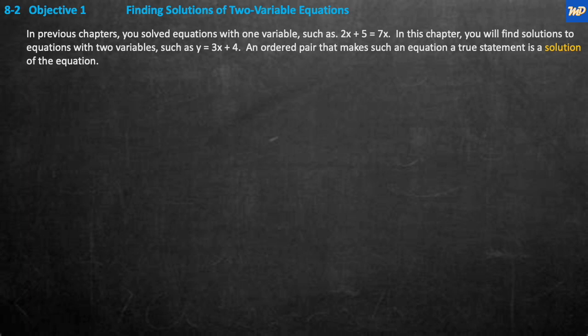In previous chapters, you solved equations with one variable, such as 2x plus 5 equals 7x. In this chapter, you will find solutions to equations with two variables, such as y equals 3x plus 4. An ordered pair that makes such an equation a true statement is called a solution of the equation. So let's go do some.